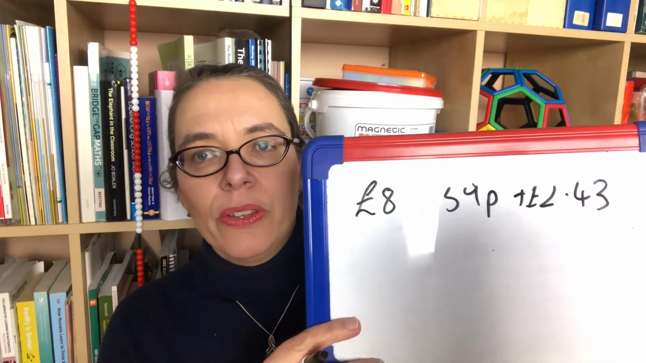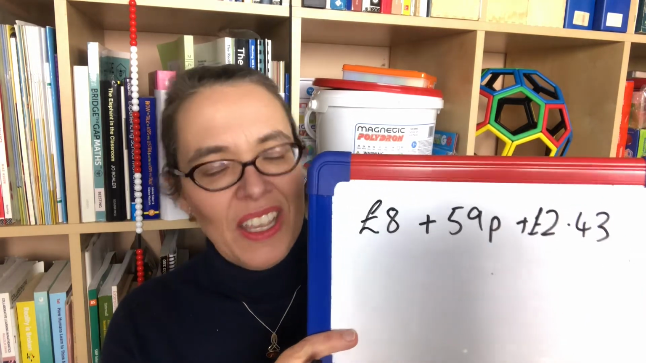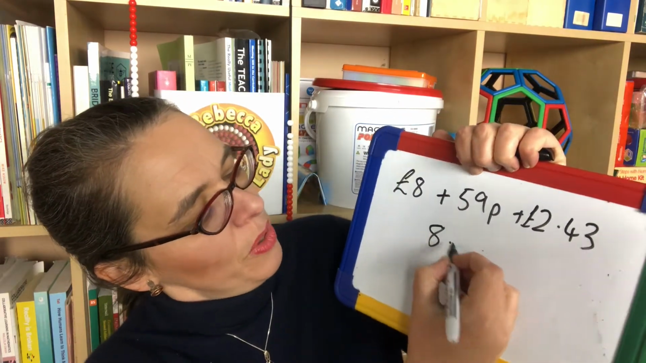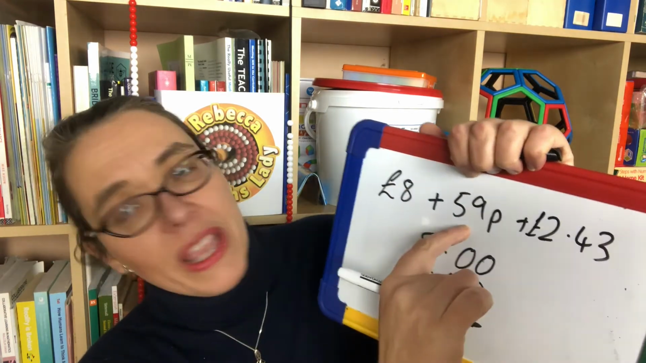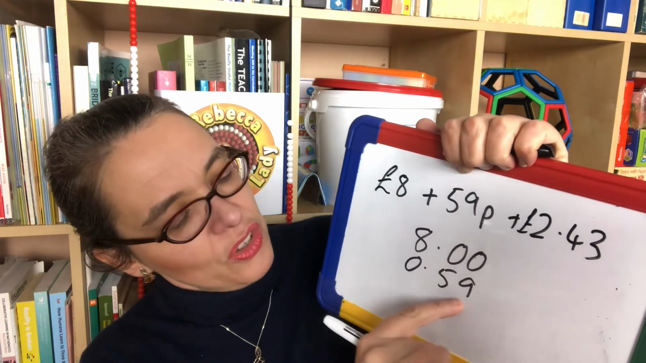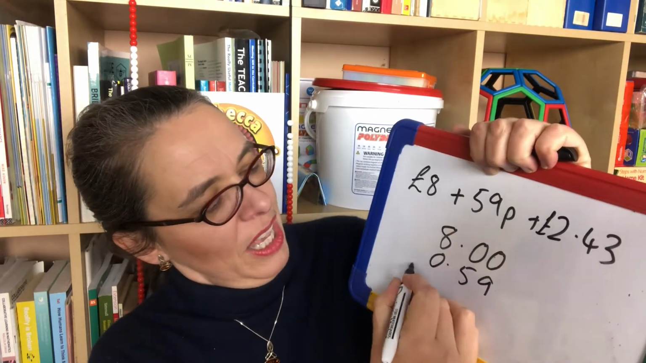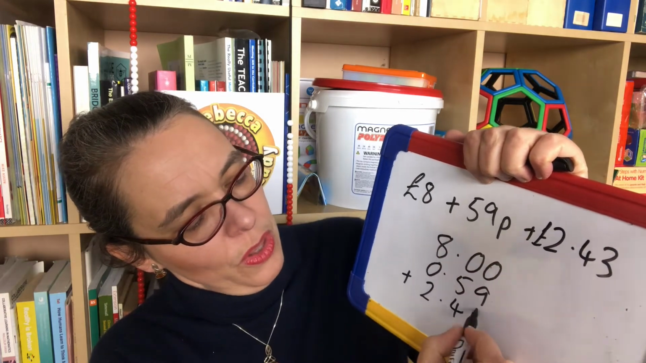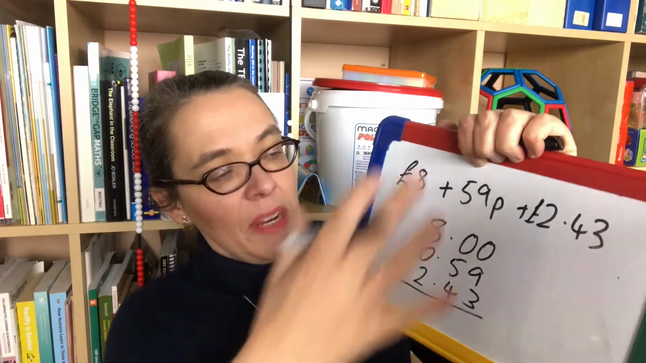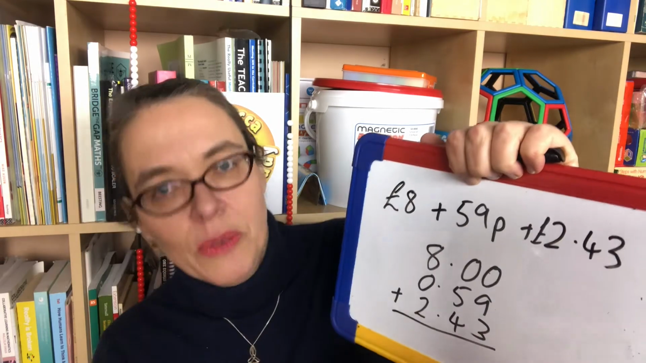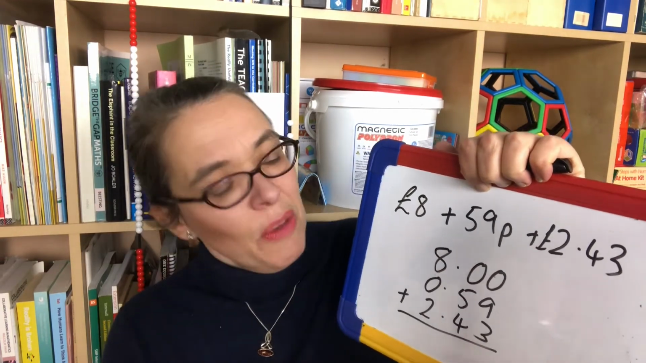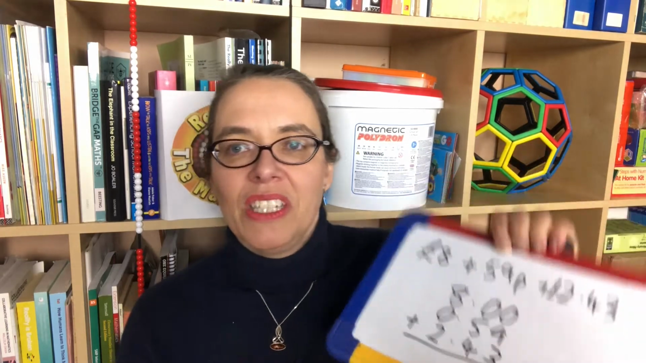So what I'm saying there is, if we had a calculation like £8 plus 59p plus £2.43, children need to be able to cope with that by setting it out as 8.00 plus 0.59, knowing that 59p is 59 100ths of a pound, plus 2.43, and then add that up. And they need plenty of practice of converting a practical situation like that into a calculation like that, because it's not easy. But once they can do it for addition, they should be able to do it for subtraction too.